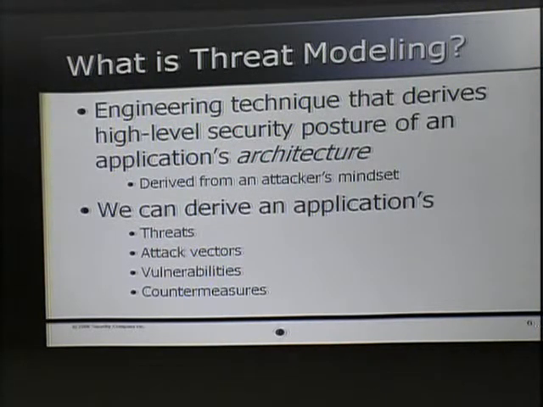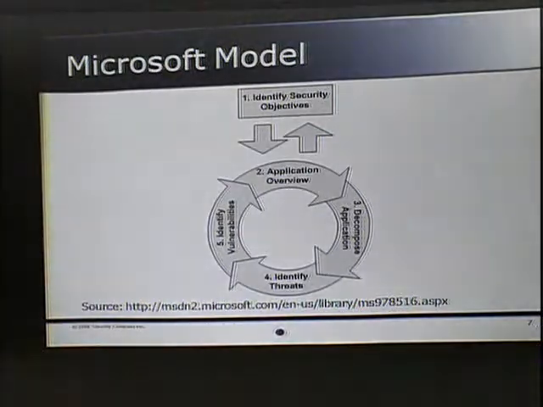And what we're trying to derive at the end of the day, as we said, are the major threats, what exists inside an application, the attack vectors inside the application, and possible mitigation techniques inside the application that we will be looking at. Here we have a simple pictographic representation of the Microsoft model, or the traditional model that has been provided. There are 5 major steps.